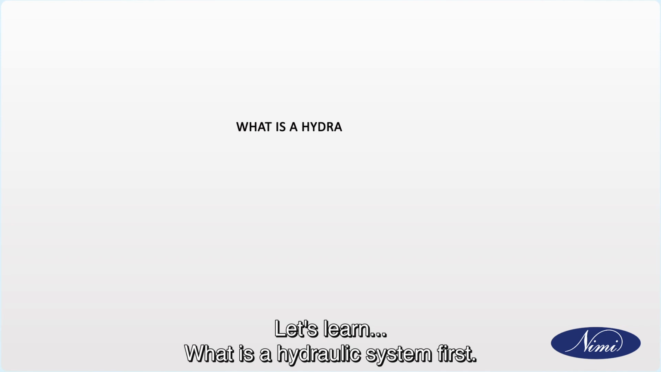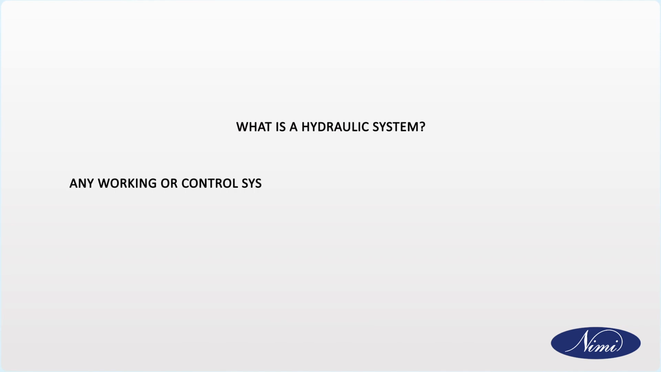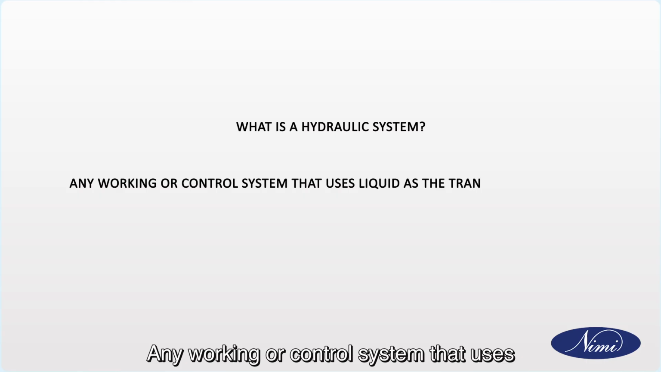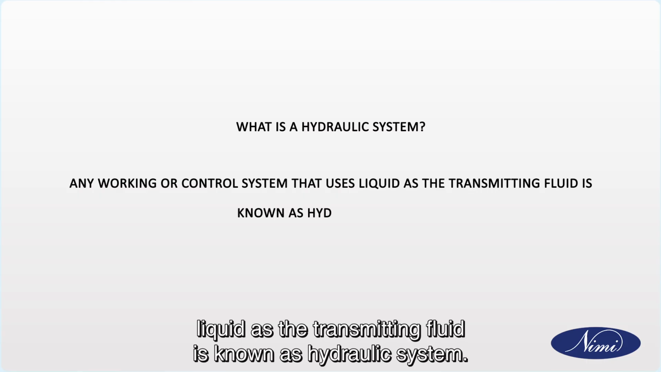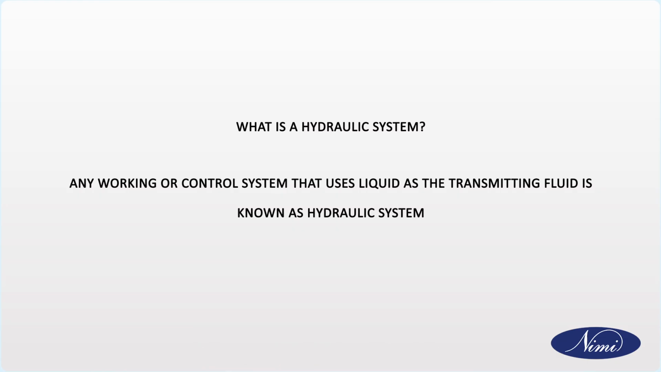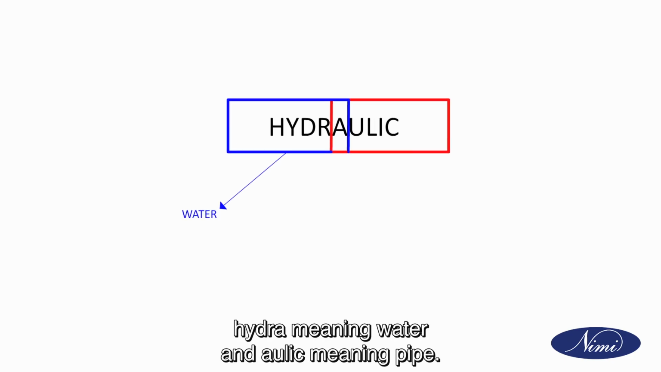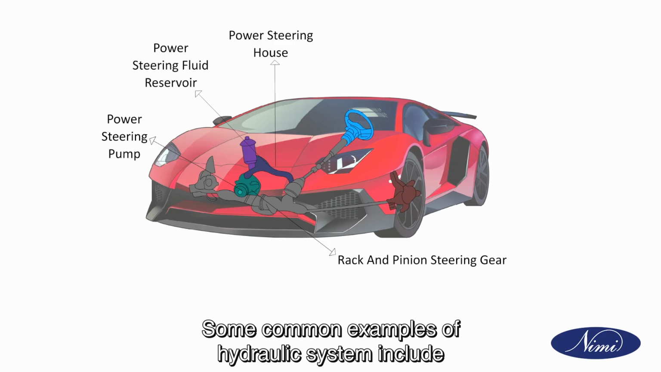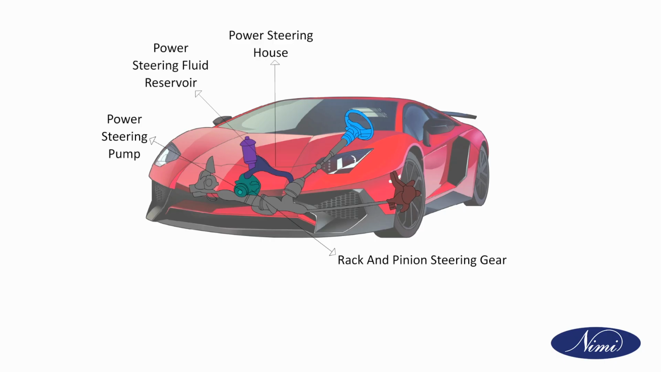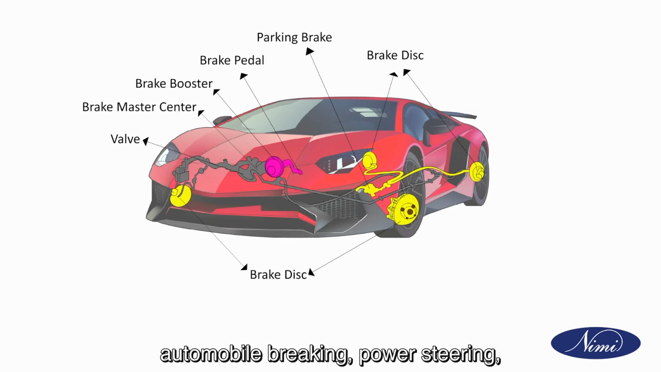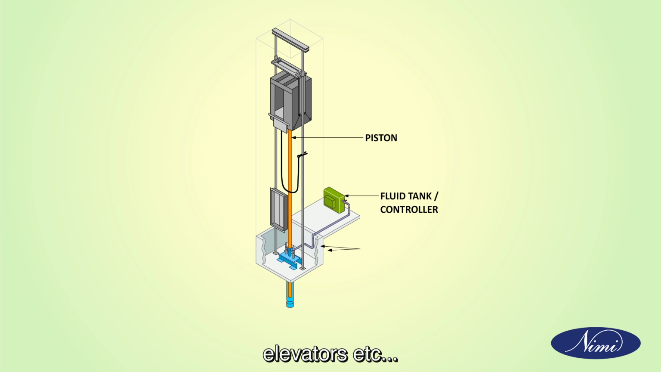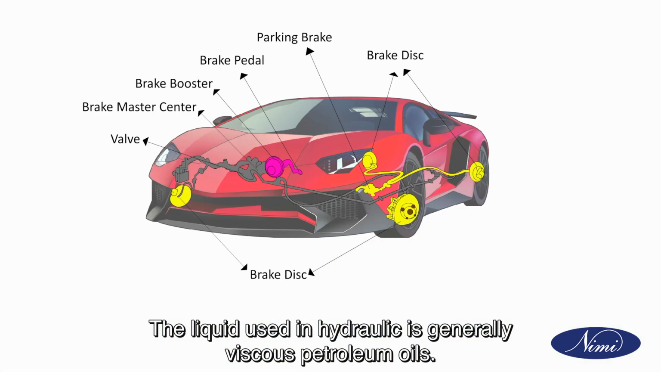Let's learn what is a hydraulic system first. Any working or control system that uses liquid as the transmitting fluid is known as a hydraulic system. The word hydraulic is derived from Greek words hydra meaning water and aulic meaning pipe. Some common examples of hydraulic system include automobile braking, power steering, elevators, etc. The liquid used in hydraulic is generally viscous petroleum oils.